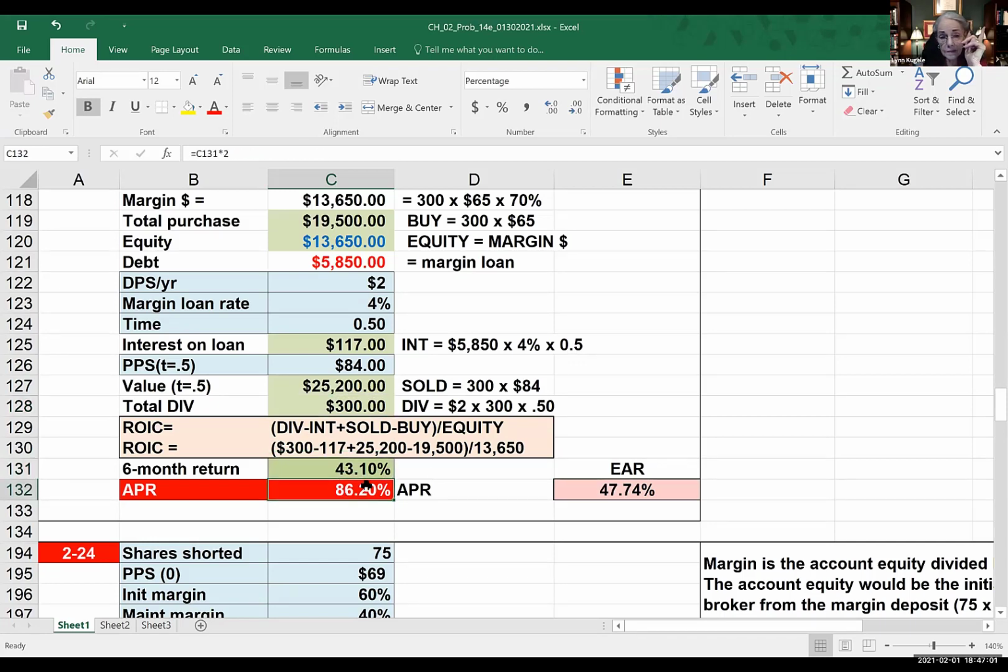Now in the book, the answer, they called it an EAR, but it's not. It's an APR. They just doubled it. The actual effective return was 47%. So 6-month return, 47% is not too shabby.